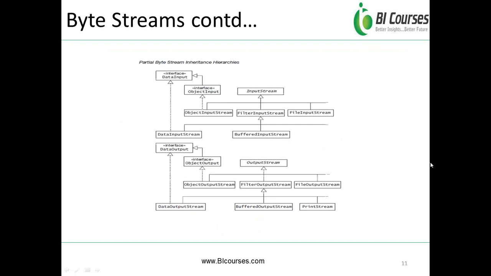If you look here, we have an interface called DataInput. The DataInputStream class implements this DataInput interface, and the ObjectInput interface extends DataInput. In InputStream we have different input streams like ObjectInputStream, FilterInputStream, FileInputStream, and BufferedInputStream extends the FilterInputStream class. In the same way for output we have ObjectOutput and OutputStream. OutputStream again has ObjectOutputStream, FilterOutputStream, FileOutputStream. So this is the inheritance hierarchy.